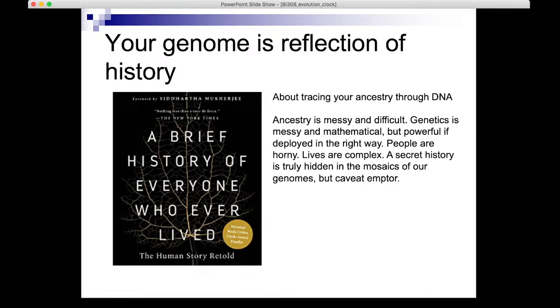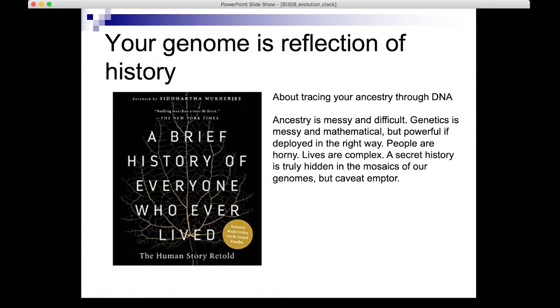Lives are complex. The secret history is truly hidden in the mosaics of our genomes. But caveat emptor. Actually, this is a blurb from this book, so it's kind of funny. All right. I hadn't even noticed that.